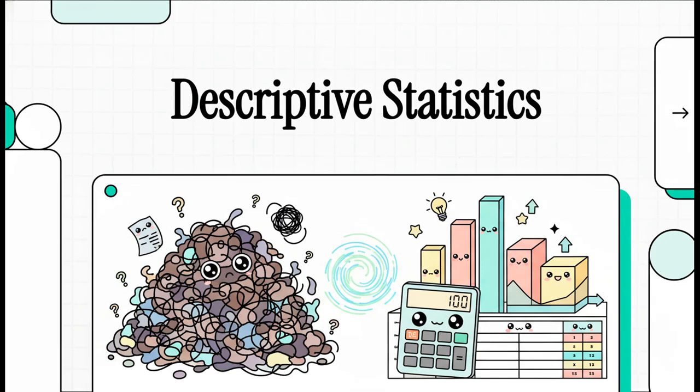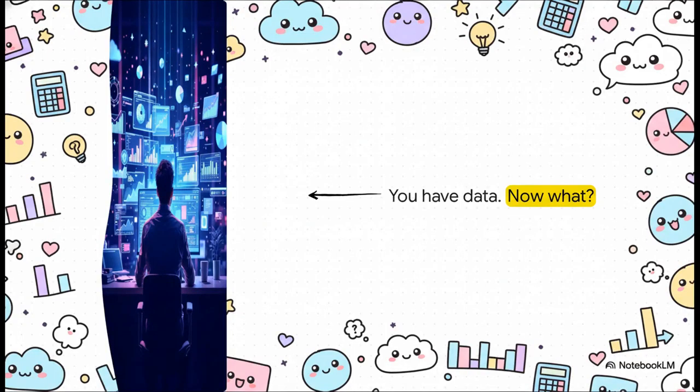So you've got this mountain of raw, messy data, and right now it's not telling you a thing. Yet, in this explainer, we're going to tame that chaos and turn it into crystal clear insights using descriptive statistics. Let's dive right in.